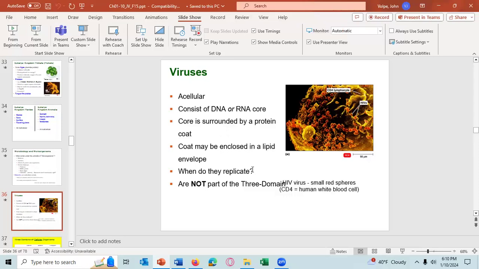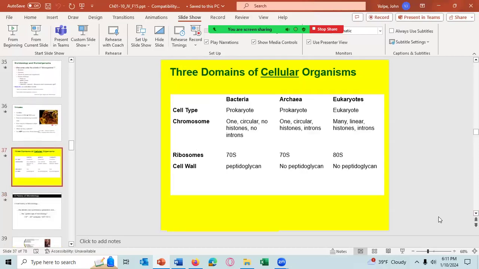If the virus gets inside another cell that is not a host cell, the virus cannot replicate. Remember, viruses are not part of the three-domain system because they are not cellular organisms. Any question about viruses? If not, let's compare the three domains of cellular organisms: the bacteria, the archaea, and the eukaryotes.